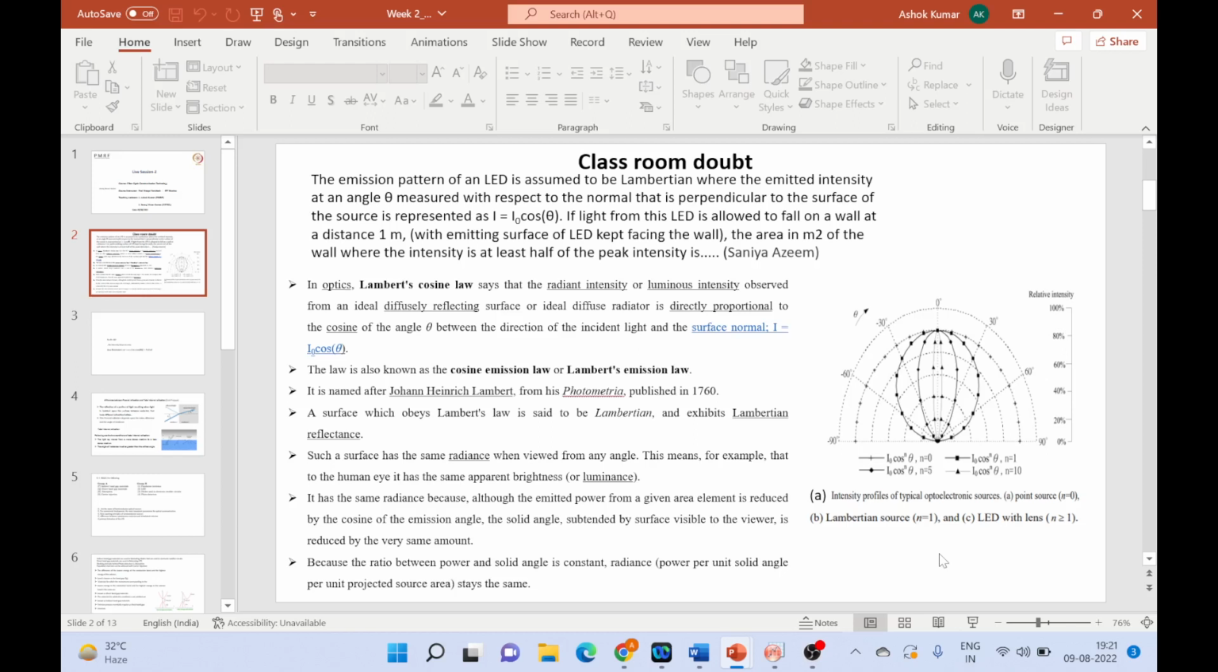Namita is asking how much total bandwidth it will occupy. It will depend on the data rate also, but right now we are not talking about it. So these will interact, but ideally we want the source line width to be as small as possible. Okay, sir, got it.